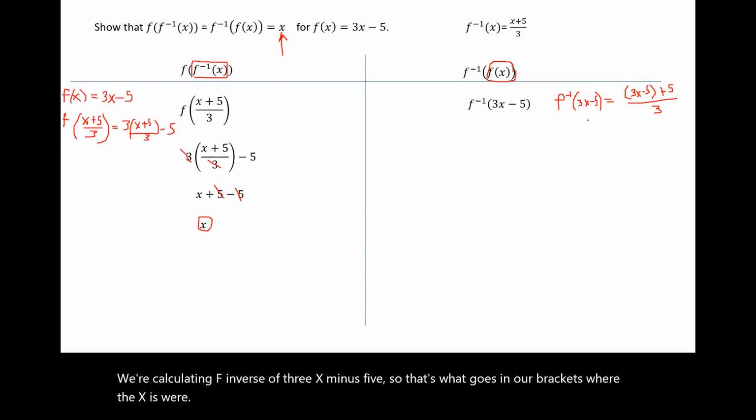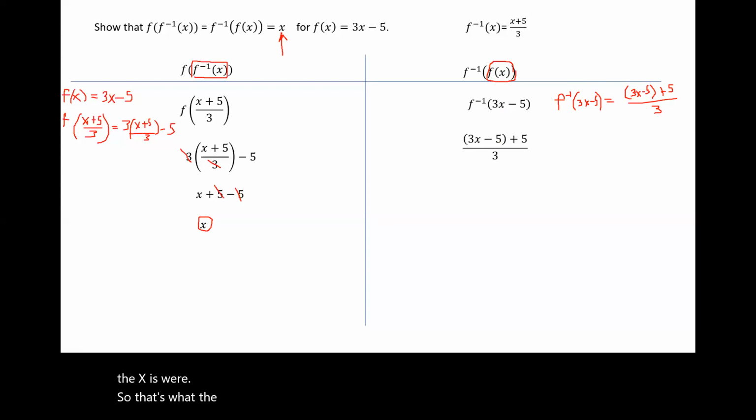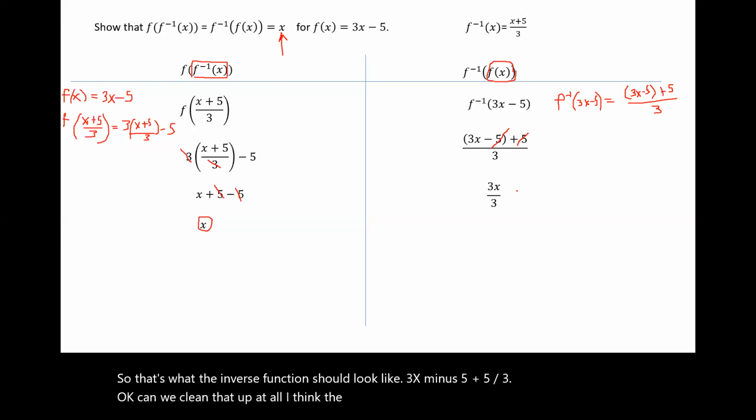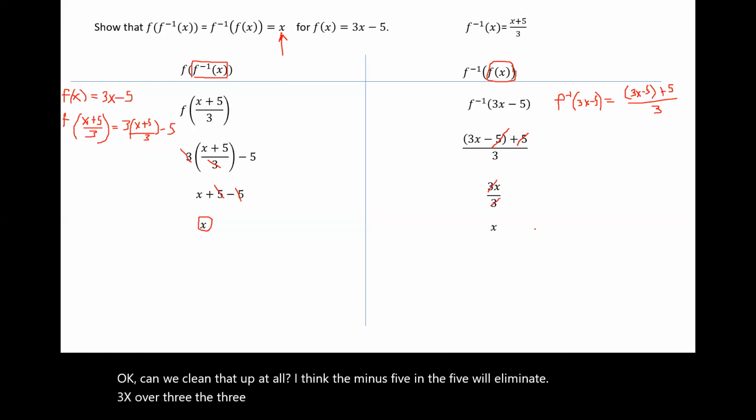So that's what the inverse function should look like: 3x minus 5 plus 5 divided by 3. Okay, can we clean that up at all? I think the minus 5 and the 5 will eliminate. 3x over 3, the 3's will eliminate. And there we are, back where we started.